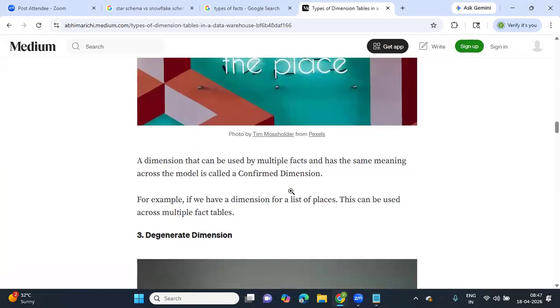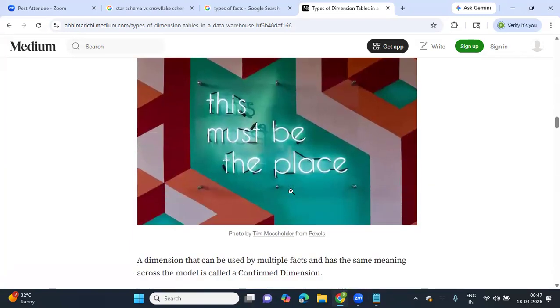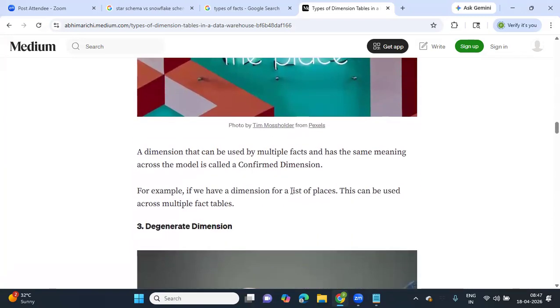This is role playing. Regenerate. Okay. Conformed dimension. Let's see here. A dimension that can be used by multiple facts and has the same meaning across the model is called a conformed dimension. What it means is we will have a dimension table, let's say the location table or the geography table, which contains country, city, state, and the zip code.